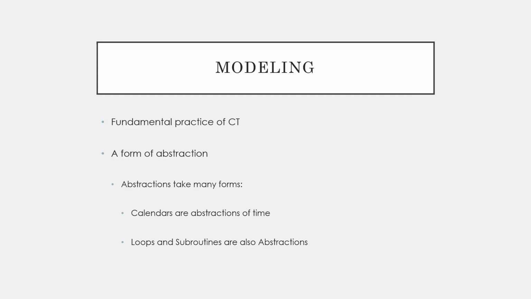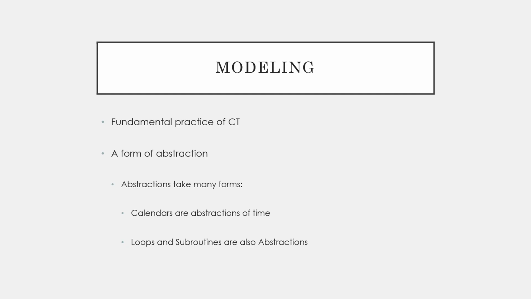If you remember abstraction from the last video, we said that at a very high level of abstraction, a lot of details are obscured from the person who's looking at that abstraction. And at a very low level of abstraction, not many details are obscured. So high level is more vague, low level is more specific. Abstractions can take many forms.